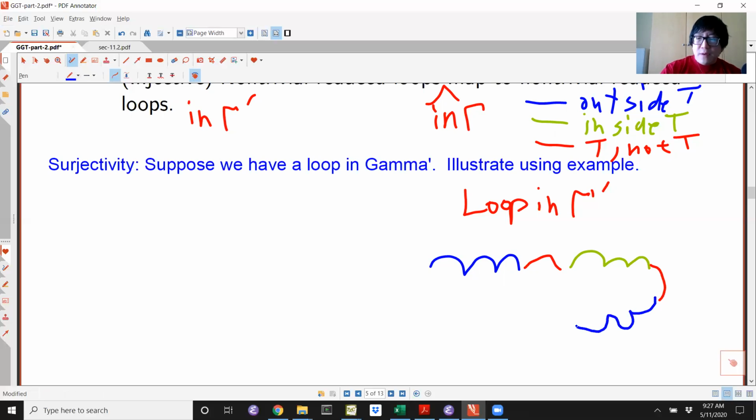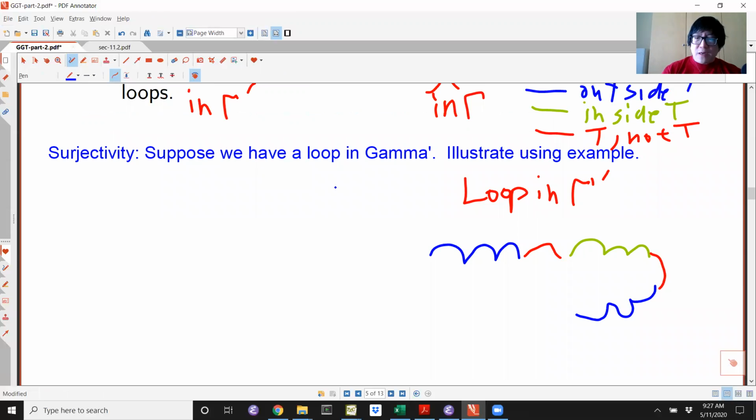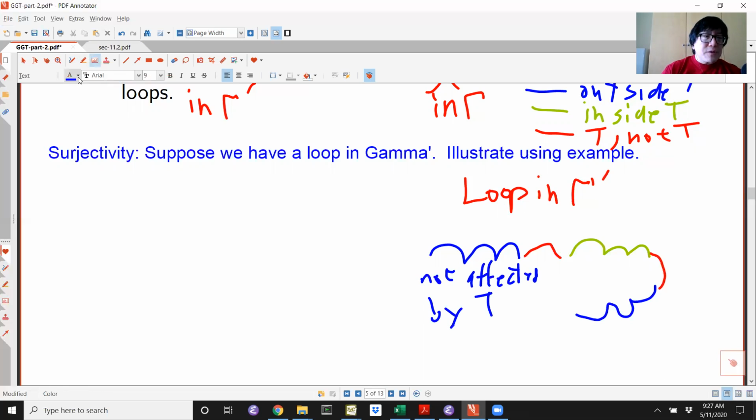And then there'll be some blue, and so on. Okay, so now, let me repeat what's going on here. The blue stuff is not affected by T, it was all among vertices that are not affected by T, and the green stuff was between vertices of T.